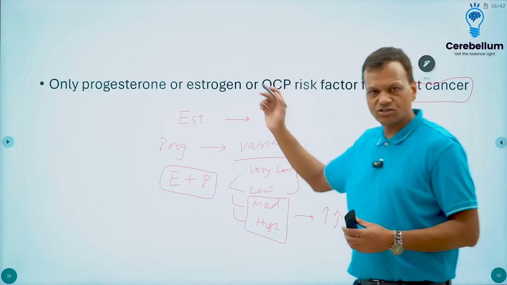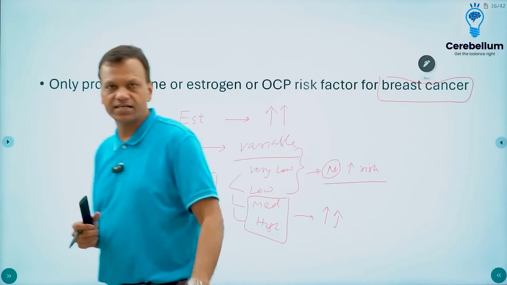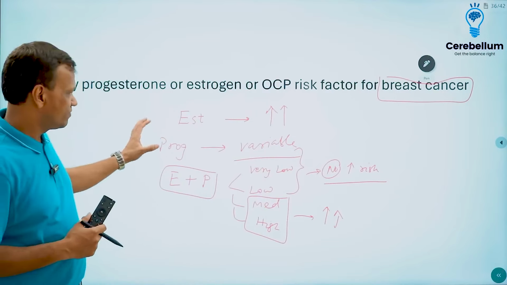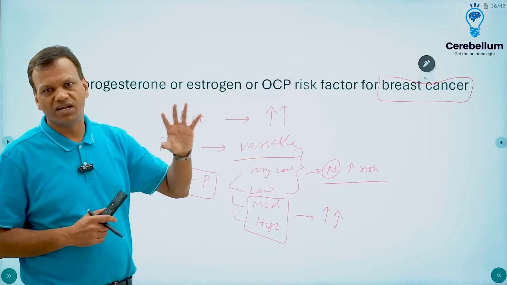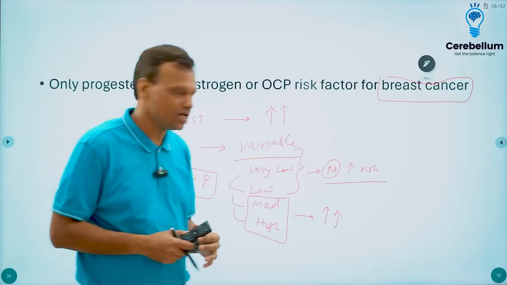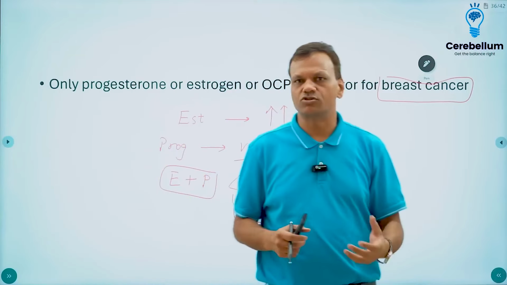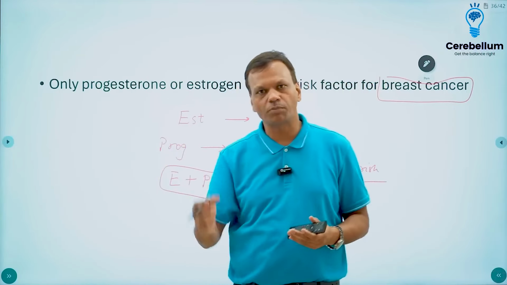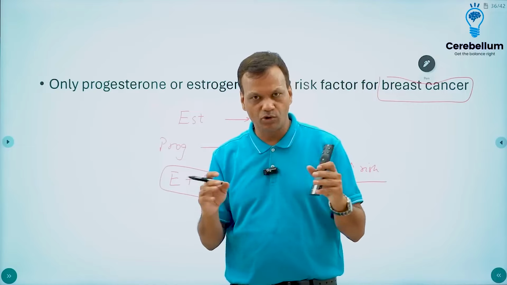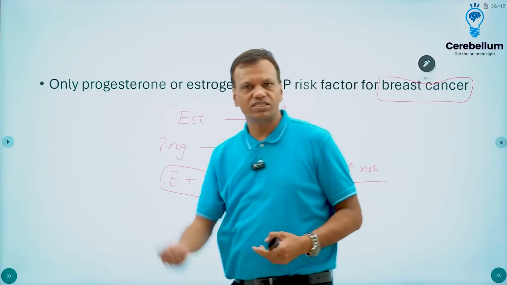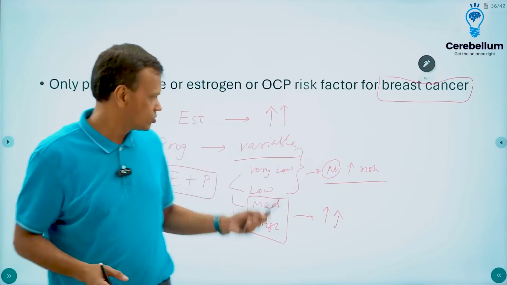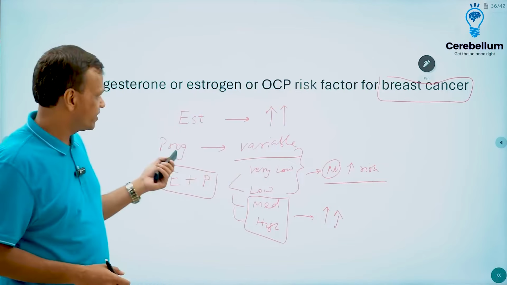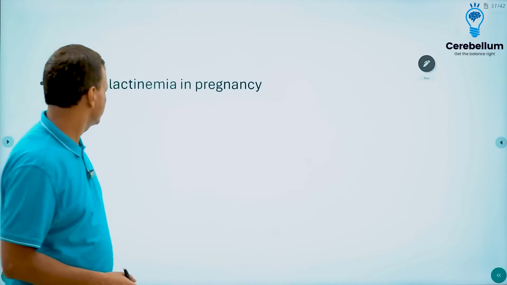breast cancer. Estrogen if they give, obviously they increase the risk of breast cancer. And if progesterone is given, it is variable. Different studies are not in sync with each other. So depending upon the option, my advice will be to read all the 4 options carefully. If there is any ambiguity regarding this, mark the other which is clearly the answer. Okay. So that is about the effect of different hormones on the breast cancer.